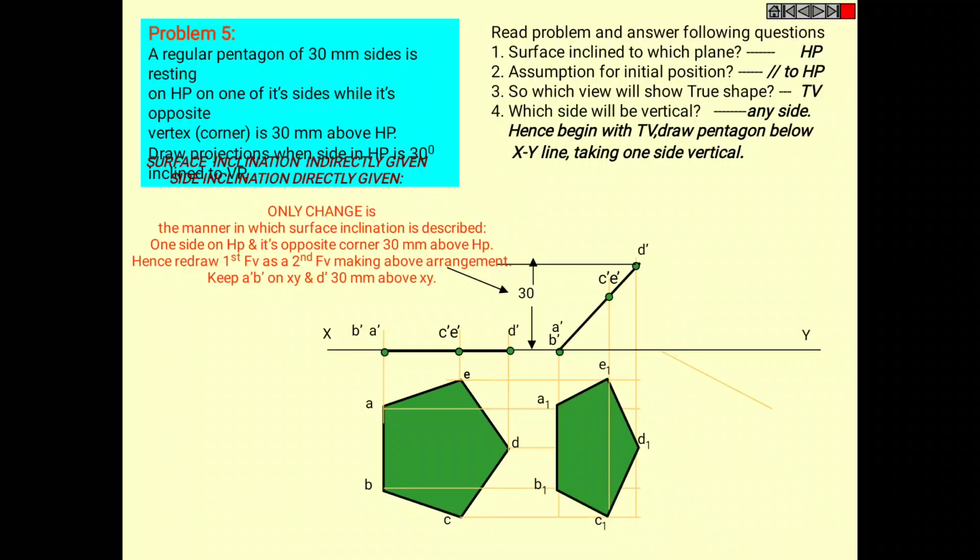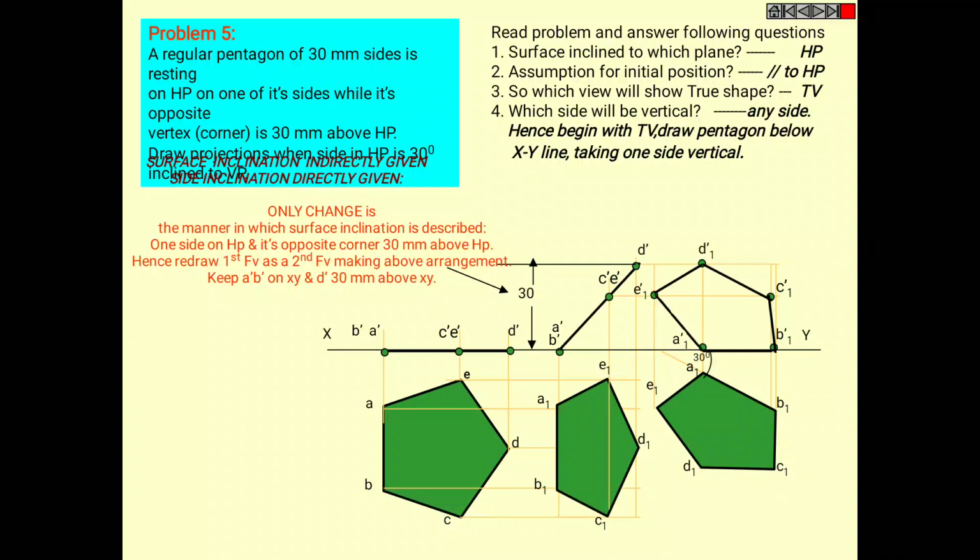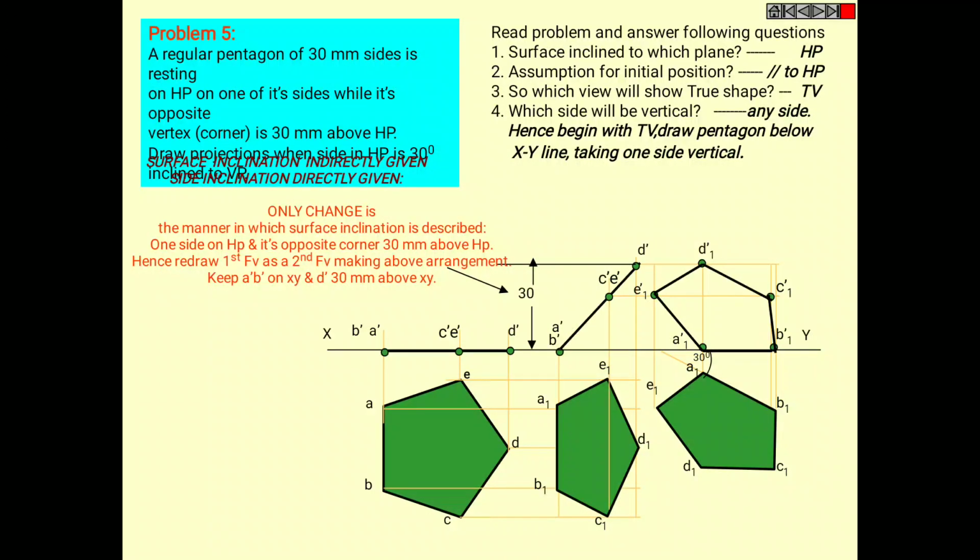Okay. Now it's telling us to draw the projections when the side in HP is 30 degrees inclined to VP. Now with 30 degrees inclination, draw the same figure. Take the projections from both VP and HP. Mark the points. Then draw your pentagon. This will be your required pentagon satisfying all the constraints. So is it clear?